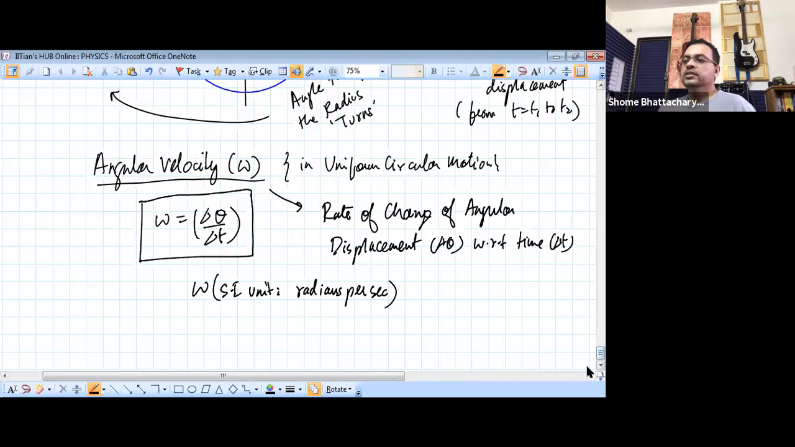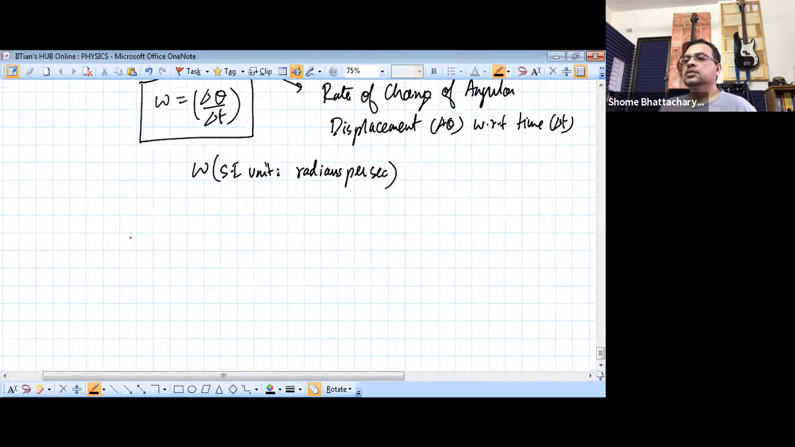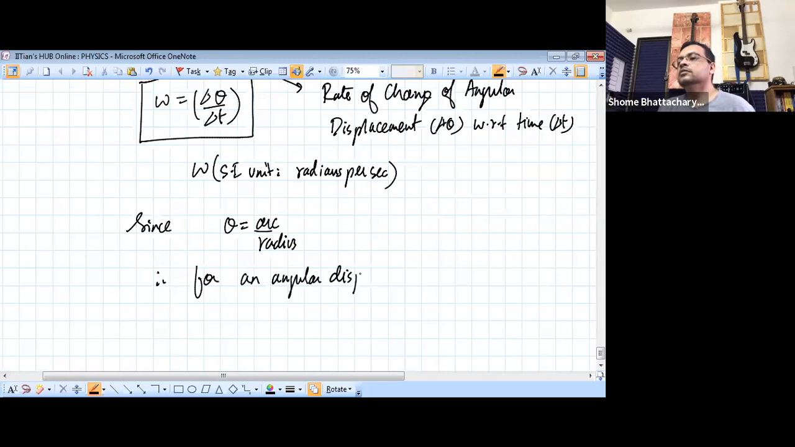Okay. Now the interesting thing is that since angle is equal to arc upon radius, therefore for an angular displacement delta theta, the distance covered, let's say delta S, will be how much? It will be R delta theta.